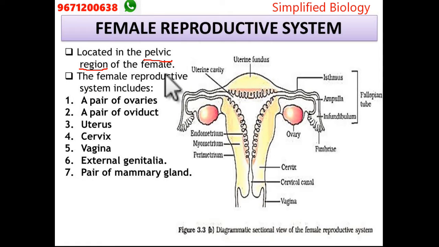Secondly, what are the different parts of the female reproductive system? There will be a pair of ovaries, connected on both sides with the fallopian tube, or say the oviduct. Then the uterus, then the cervix, then the vagina, then the external genitalia, and a pair of mammary glands will be present in the female reproductive system. Clear students?